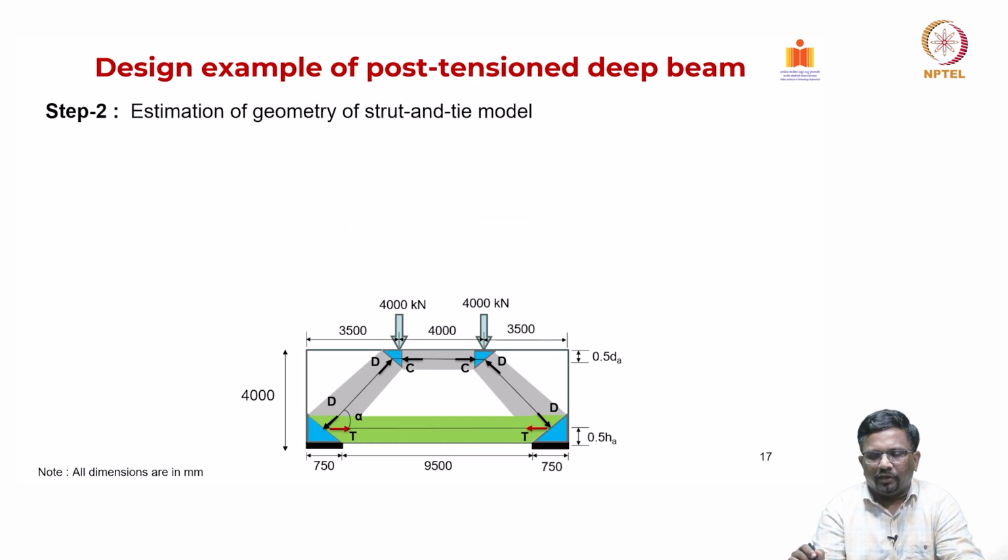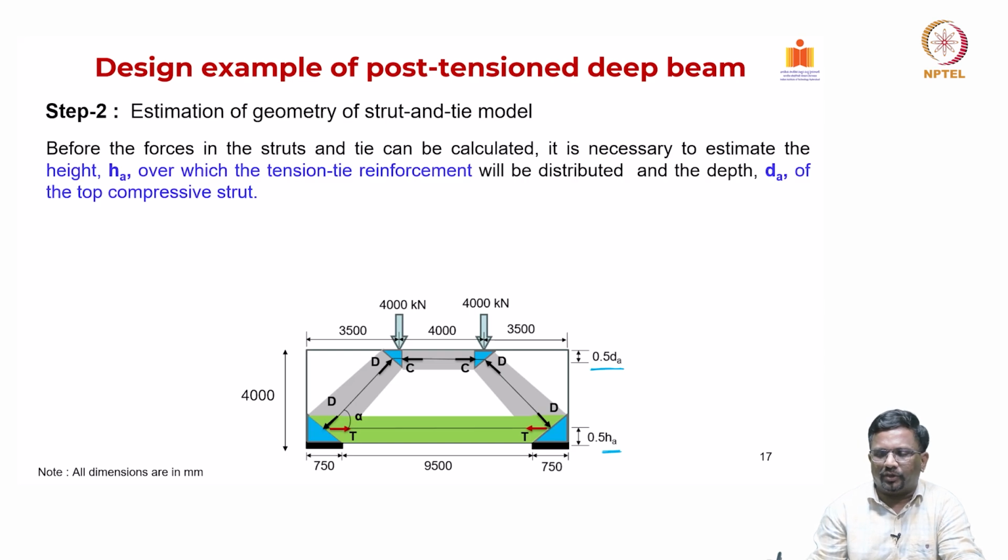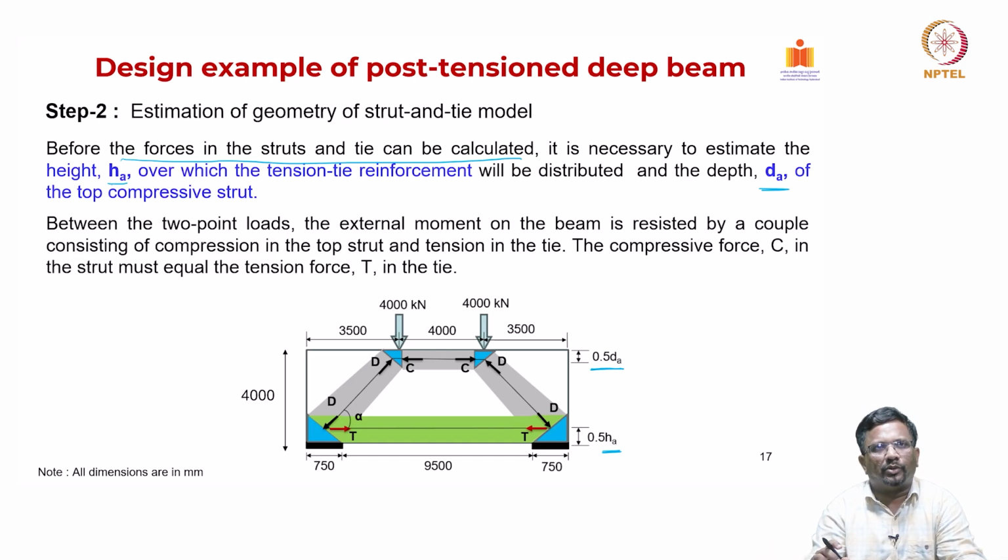Now, let us look at the first estimate of the geometry of the strut-and-tie model, and that means I need to find out what is the dA and HA. Let us look at how we do that. Before the forces in the strut-and-tie can be calculated, first we need to estimate the height HA over which I need to provide the tension reinforcement, and also the depth dA for the top compressive strut. So, let us look at it now.